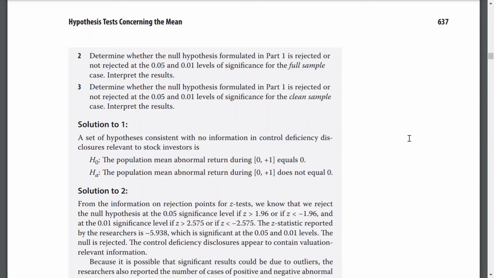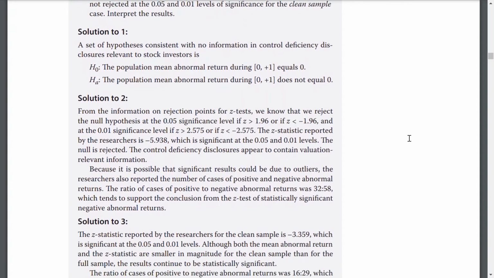Solution to 2. From the information on rejection points of the z-test, we know that we reject the null hypothesis at the 0.05 significance level if z is greater than 1.96 or if z is less than negative 1.96, and at the 0.01 significance level if z is greater than 2.575 or if z is less than negative 2.575. The z statistic reported by the researcher is negative 5.938, which is significant at the 0.05 and 0.01 levels.